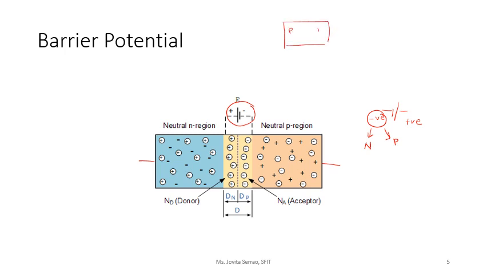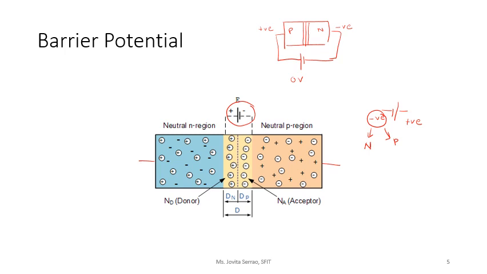This is my PN junction. I already have a barrier potential that is created over here, and now I've added my battery such that the positive is towards the P and the negative is towards the N. So here I have negative and here I have positive bias. Initially I start from 0 volts. What happens? Right now nothing happens.